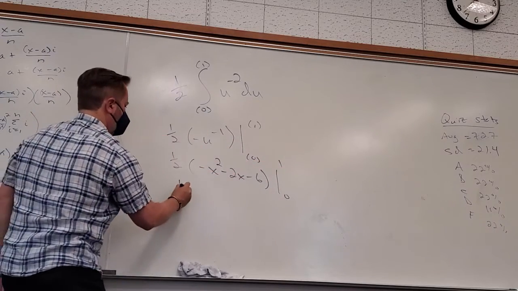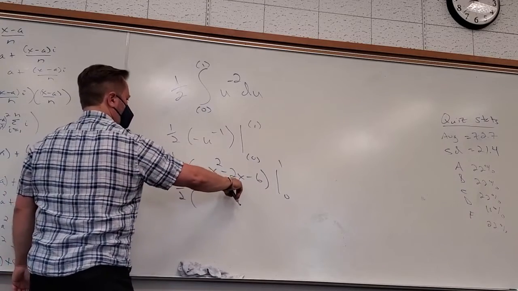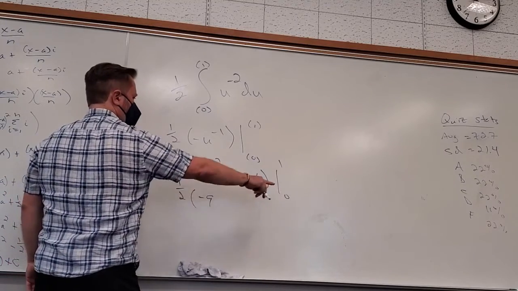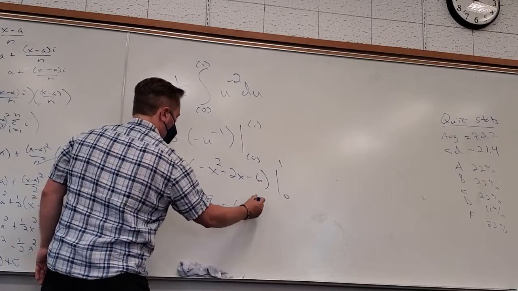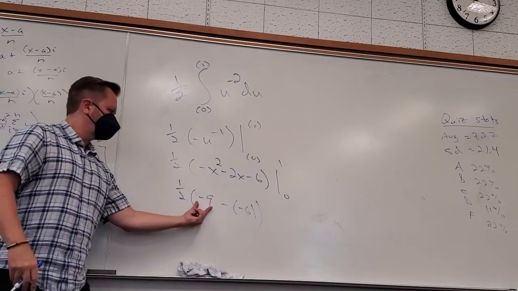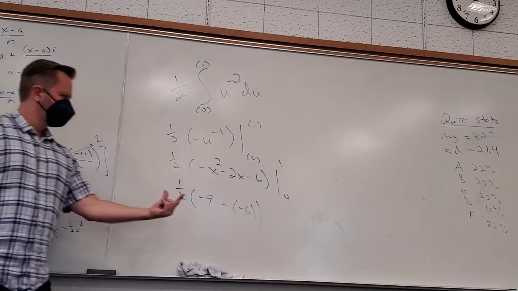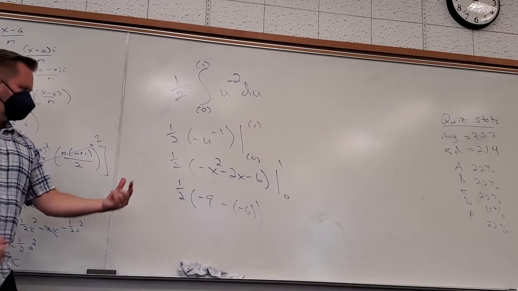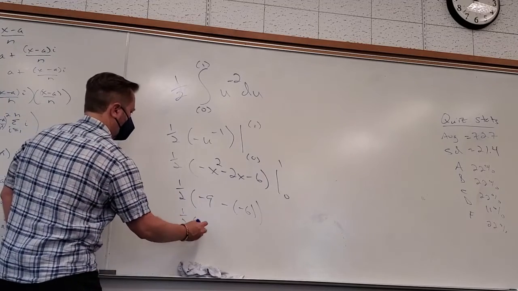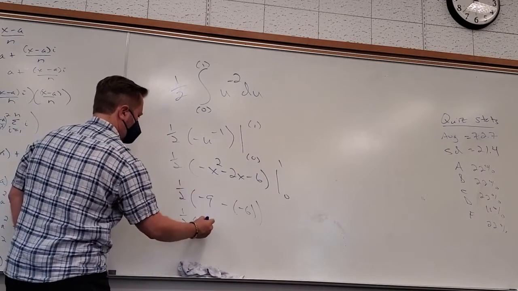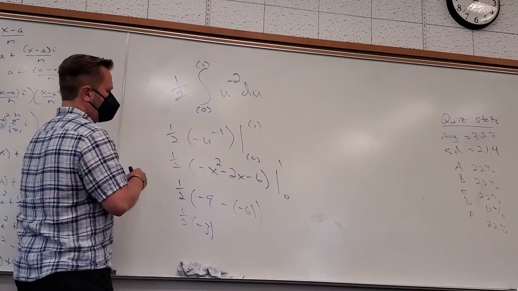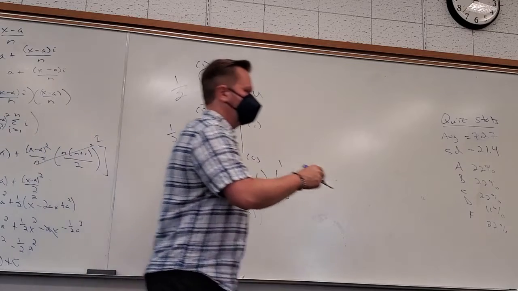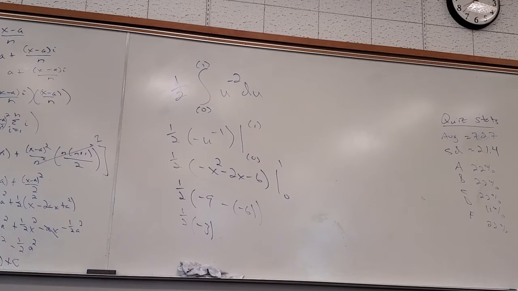So let's see, when I put a 1 in, -1 minus 2 is -3 minus 6 is -9. When I put a 0 in, I get -6, so it'll be minus, is that cool? Right? F of b minus f of a. Is that right? So then I get 1/2 of -9 plus 6 is -3. What did we get up there? Oh, Jeff, what did you do? Oh, is that even right? Good job.